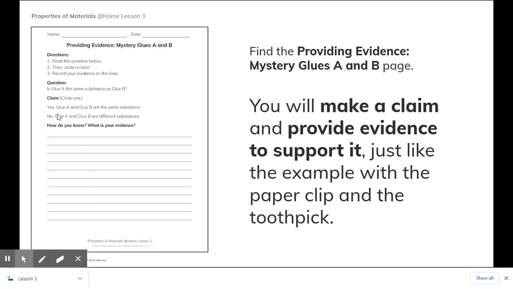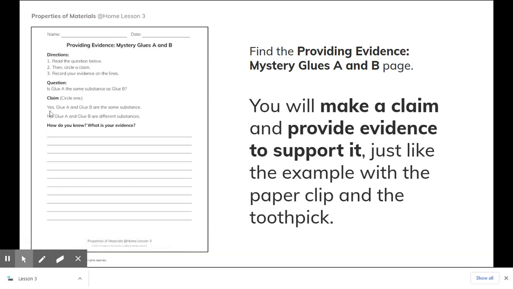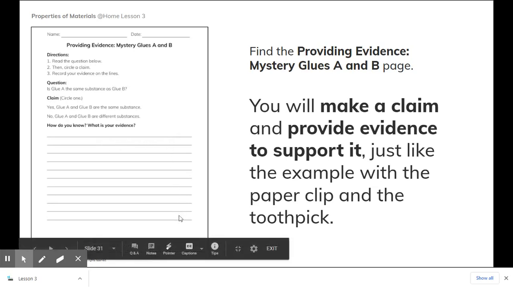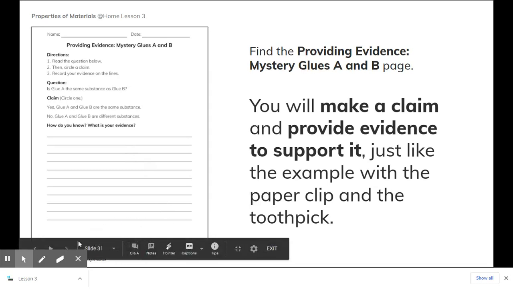How do you know that yes, they are the same or no, they are different? And you should start your evidence statement with the claim. So if you say yes, then you should start down here saying yes, glue A and glue B are the same substance. I know because, and then tell your evidence. If you chose no, you're going to start your evidence statement with no, glue A and glue B are different substances. I know because, and then you will list your evidence.